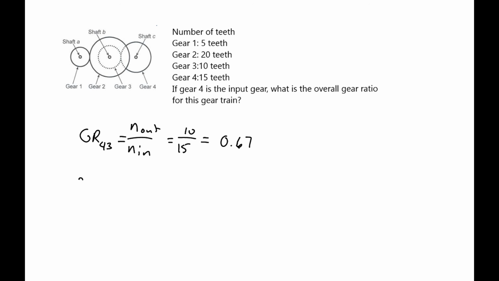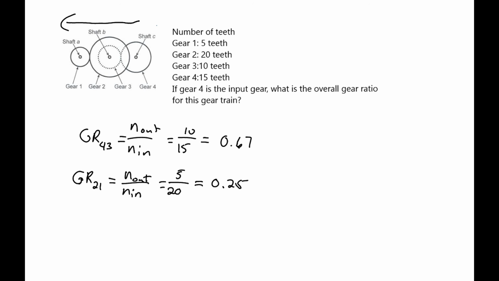Now we're going to find the gear ratio between 2 and 1. And remember that when we say 4 is the input gear, that means everything kind of goes this way. So what is our output gear between 1 and 2? 1. So 1 has 5 teeth, 2 has 20. So what's that gear ratio going to be? 0.25.